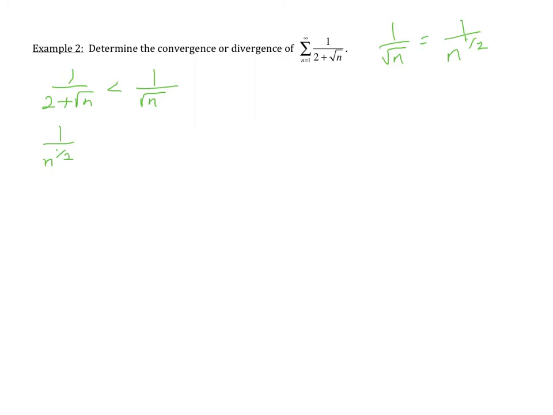So this is 1 over n to the 1/2, which is a p-series, and it's a p-series where p equals 1/2, which is less than 1, and therefore it diverges. But that's a problem. And it's a problem because it's the bigger series, and if it diverges, it tells me nothing about the smaller series. So I can't use that as my comparison.